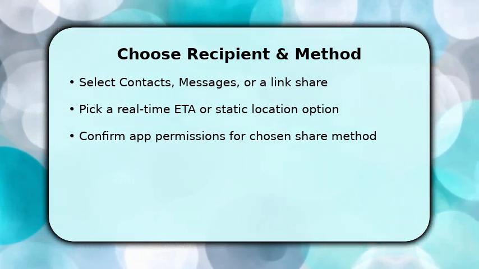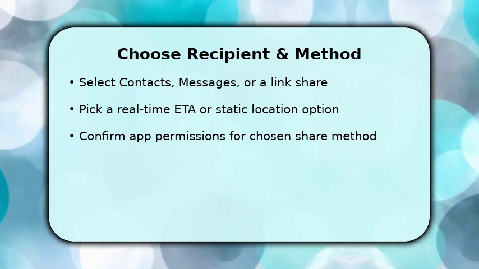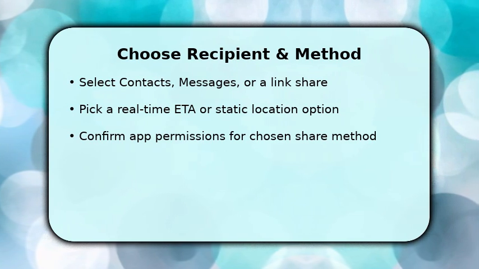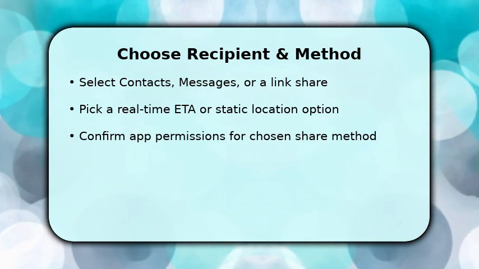Make sure the messaging app has permission to access Waze share intent so the link or card attaches correctly. If you select a contact, confirm their phone or app account. Once confirmed, tap Send and Waze packages the map plus route context for the recipient.